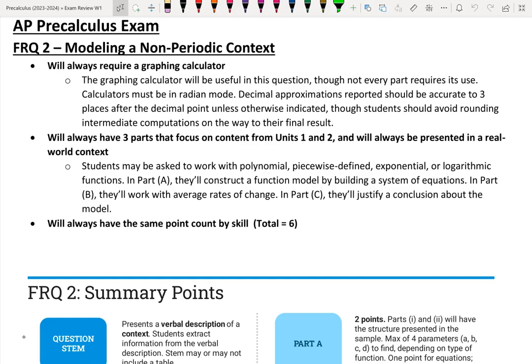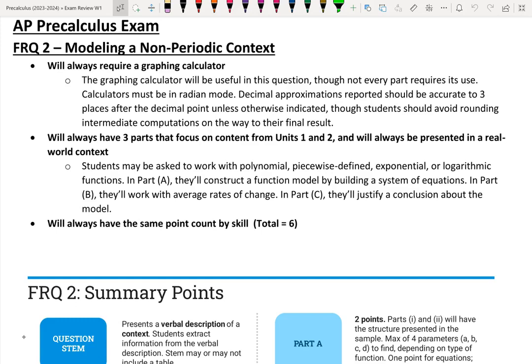It will always require a graphing calculator, and it will always have 3 parts that focus on content from units 1 and 2. It will always be presented in a real-world context. You will possibly be asked to work with polynomial, piecewise defined, exponential, or logarithmic functions. In part A, you'll also be asked to construct a function model by building a system of equations.